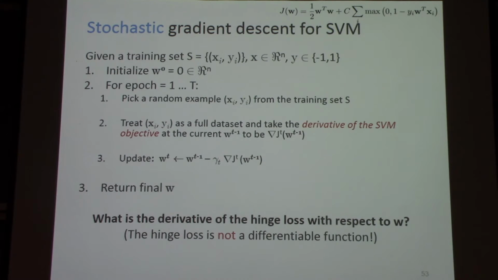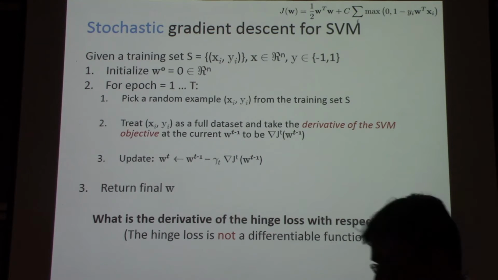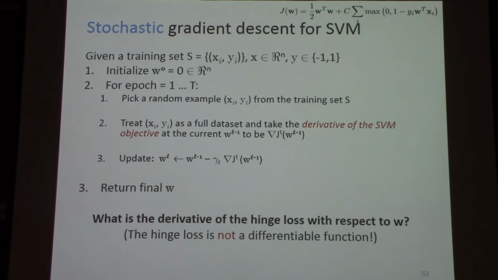Because this is a convex problem, it does not matter where we initialize. So let's just say we initialize it to 0. In general, we could initialize it to a random vector. And then training proceeds in multiple epochs. At each step, you pick a random example. In practice, what we do is not one example, but we pick a small subset called a mini batch, but it doesn't matter. For now, for simplicity, let's just say we pick one random example and pretend that this one example is our entire training set.